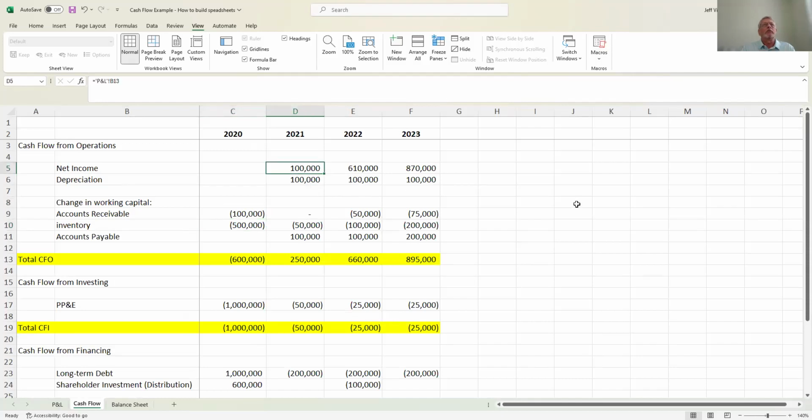Here's your net income. Here's the depreciation. And the question becomes, oh wait, time out. Why are we adding back depreciation? We're adding it back because it's a non-cash expense. So you've actually created $200,000 in cash.